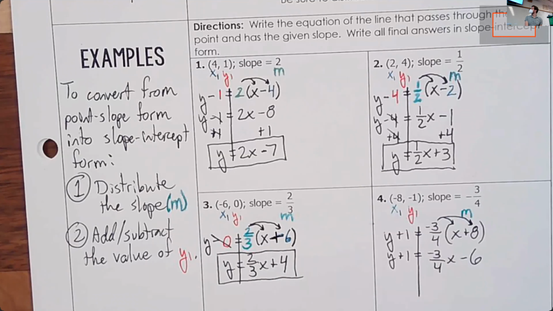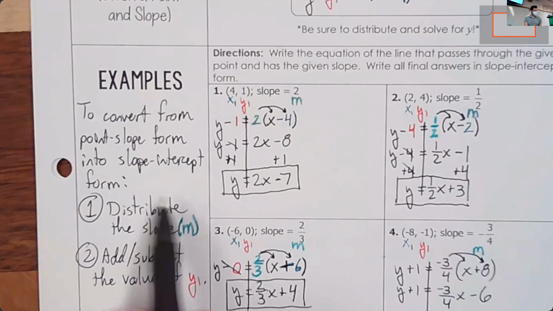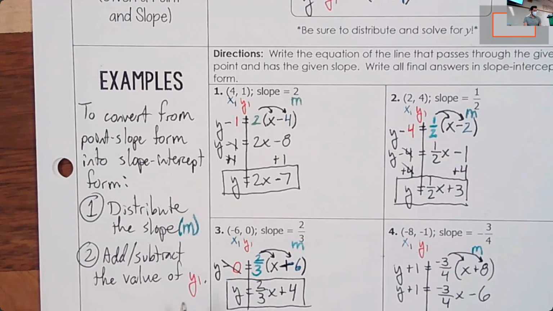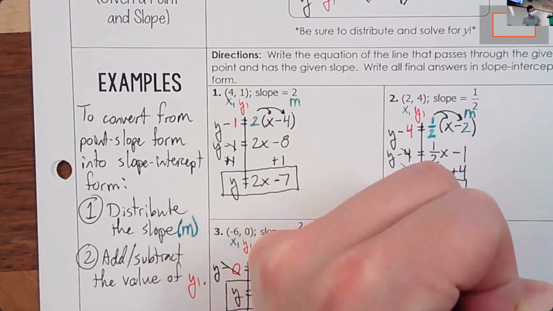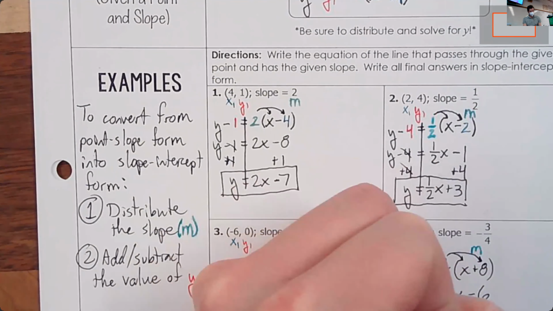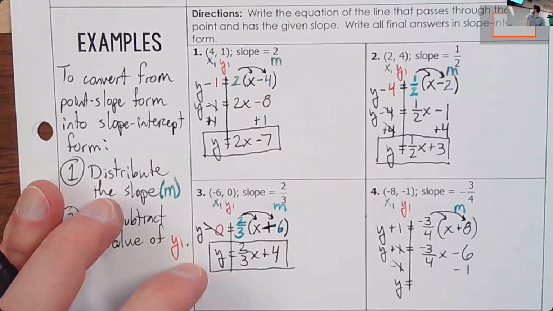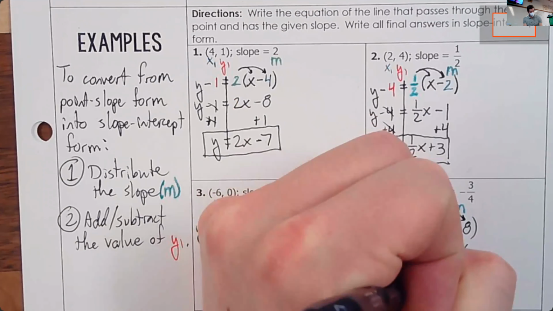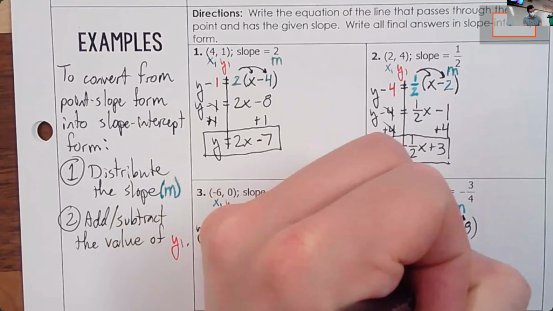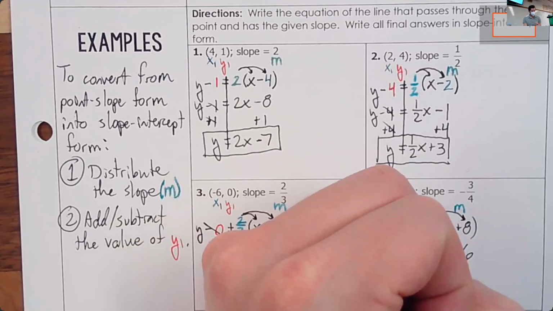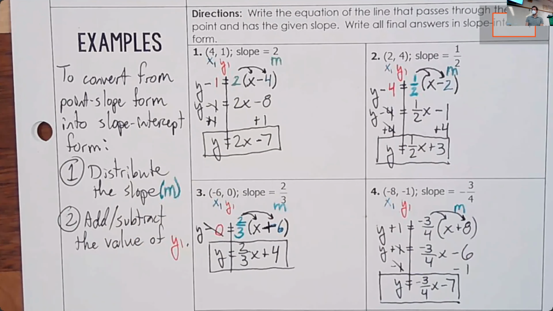So there's step 1 from our directions over here, distribute the slope. Step 2, add or subtract the value of y1. So this time we have to get rid of a +1. So that means we're subtracting 1 from both sides of the equation. So that'll give us y equals -3/4x, and then -6 minus 1 is -7. All right. So I'm going to give you, let's say, 2.5 minutes or so.